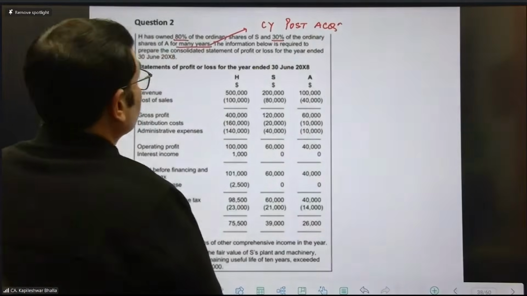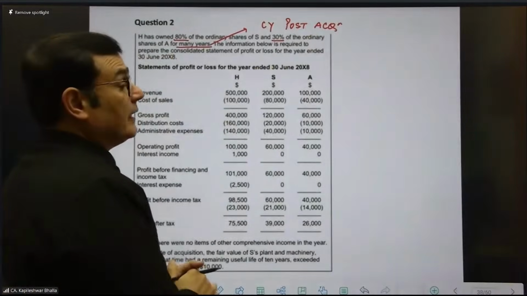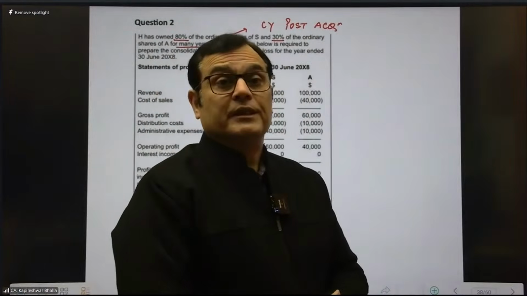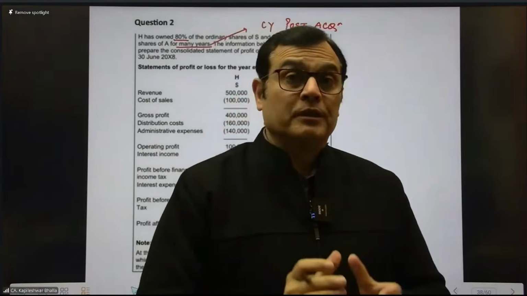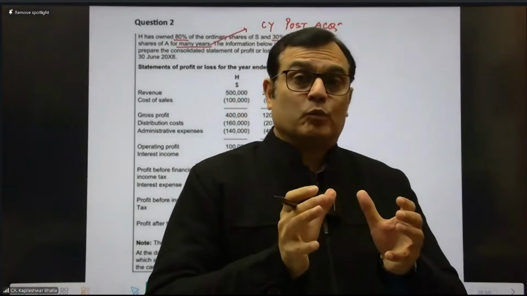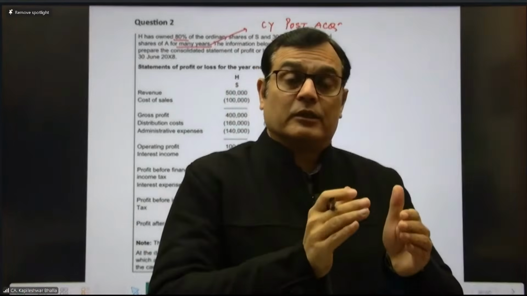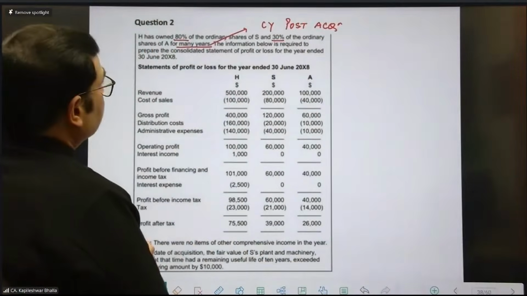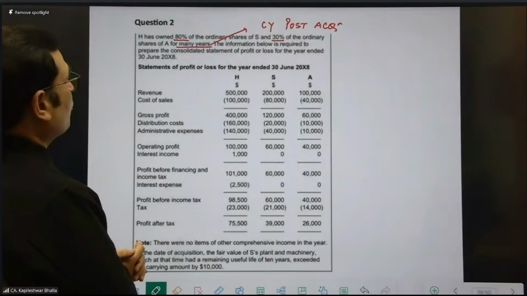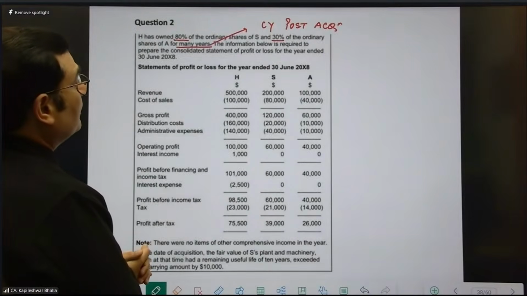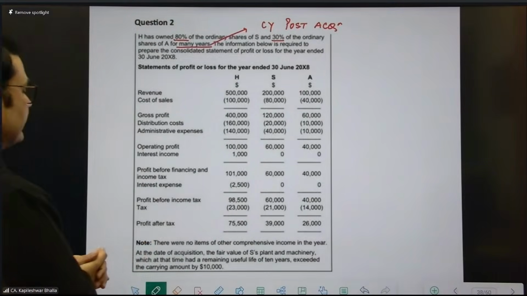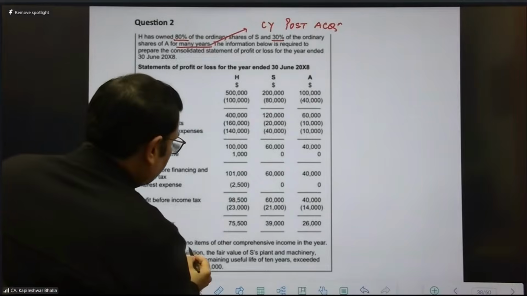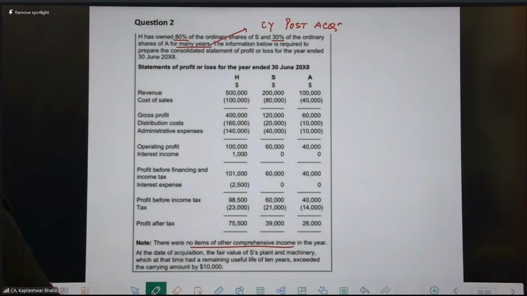Because I gave you three focus points in a consolidated P&L, and the very first focus which I give you is looking at the rate of acquisition, which will decide the fate of whether current year is to be consolidated 12 months or proportionately. Then it says the information below is required to prepare a consolidated P&L for the year ended 30th June X8. There were no items of the OCI in the year.